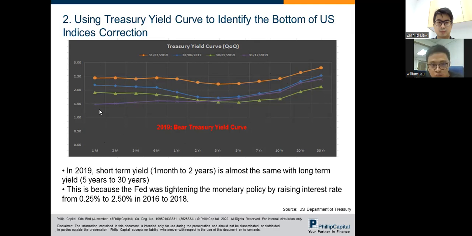So how to read this chart: you look at the orange line, which is the yield curve in March 2019. This point here is the 1 month yield, and the rate is about 2.5. This is 2 months, which is also about 2.5. But if you look at 3 years, it's even lower. You see, 3 years is even lower.